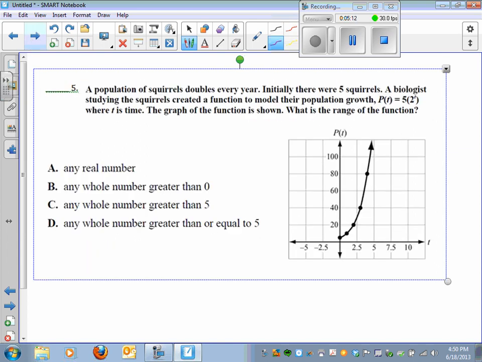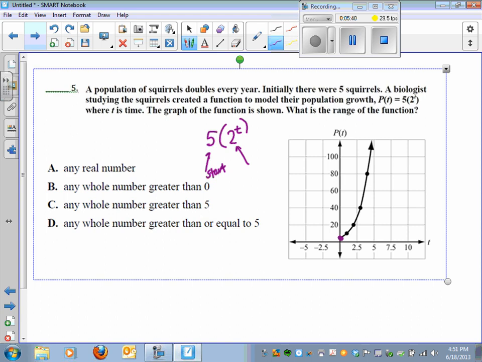A population of squirrels doubles every year. Initially there were 5. Okay, so 5 would be about right there. A biologist wants to study squirrels, created a function: 5 times 2 to the t. Okay, that's the starting amount. And this is the number that tells what happens. 2 means it doubles. If it was a 3, it would triple. Okay, so that's 5 initial squirrels times 2 to the t.